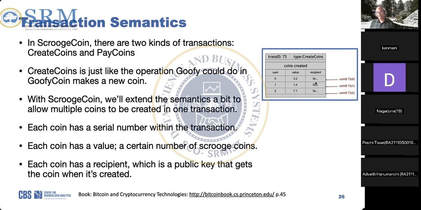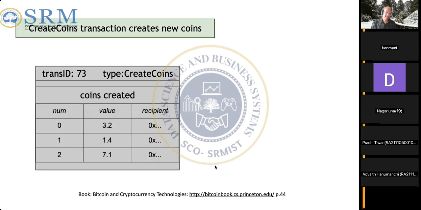We also have the recipient address. This is nothing but the same as the Goofy coin transaction, but to be more flexible, now we are creating multiple coins in the create coin transaction. That's the only change. Each coin has a recipient, which is the public key to which the coin is transferred. This is how the create coin transaction looks.